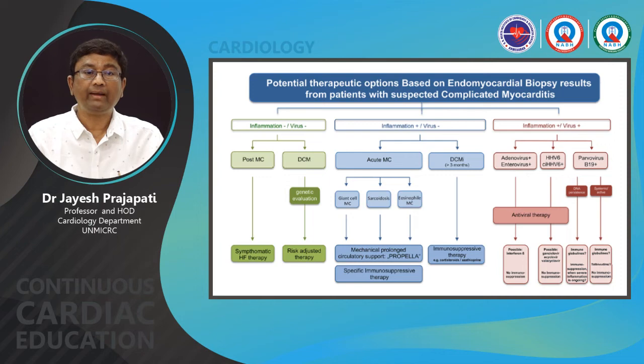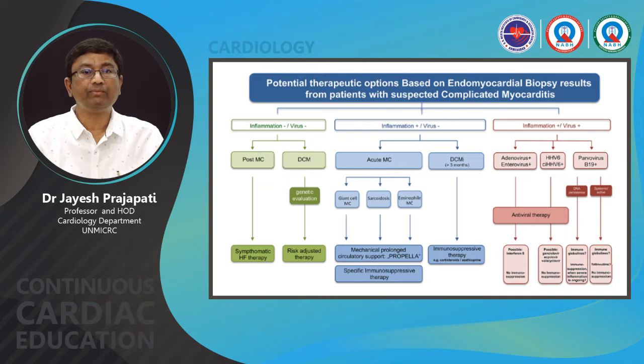If the patient has active inflammation, the virus is not there, and it is acute myocarditis, such as giant cell myocarditis, sarcoidosis or eosinophilic myocarditis, you have to go with specific therapies. Suppose the patient has cardiogenic shock, we have to give mechanical circulatory support. We have to put on IABP, ECMO, or an Impella kind of device. That is also important, and we have to give it.